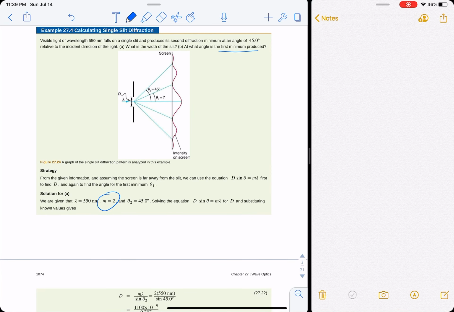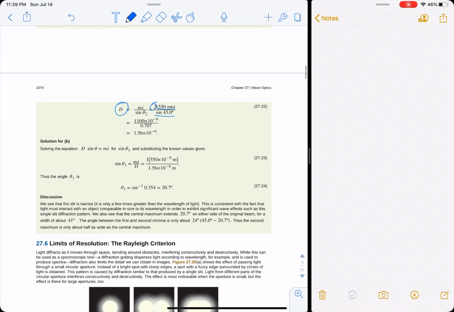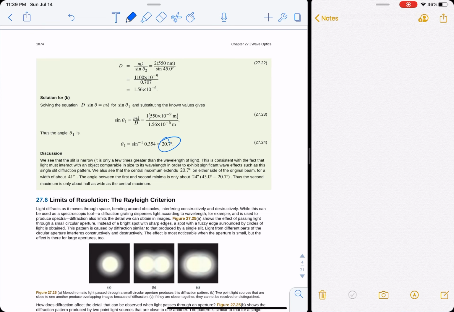Sorry, we want m equals 1 as the first minimum. We're told that m equals 2 occurs at 45 degrees. And so then you can figure out, with m equals 2, 550 nanometers, and sine of 45 degrees, you can get d for the slit width, and then you can plug that back in and put m equals 1 to figure out what angle the first one will occur at.